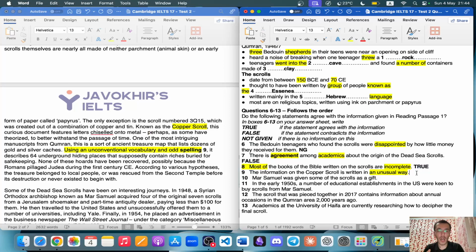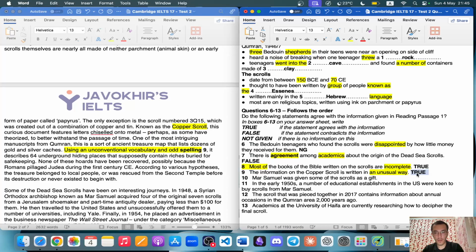Unusual way, unconventional vocabulary, means a vocabulary that not all humans can understand. Only very select people who have studied that language can understand. So that's why it's going to be true. Okay, we're going to take that.